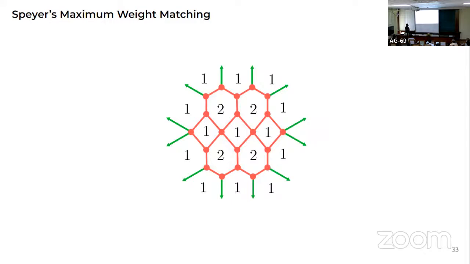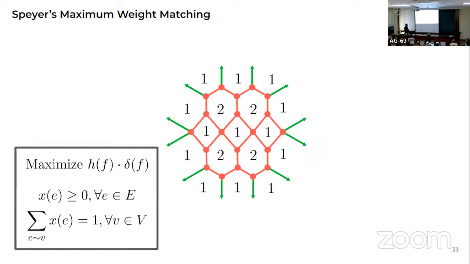So these are the weights defined for the faces. The hexagons have weight 2, the diamonds in the equator have weight 1, and the partial hexagons have weight 1. So now I'll explain Speyer's maximum weight matching.